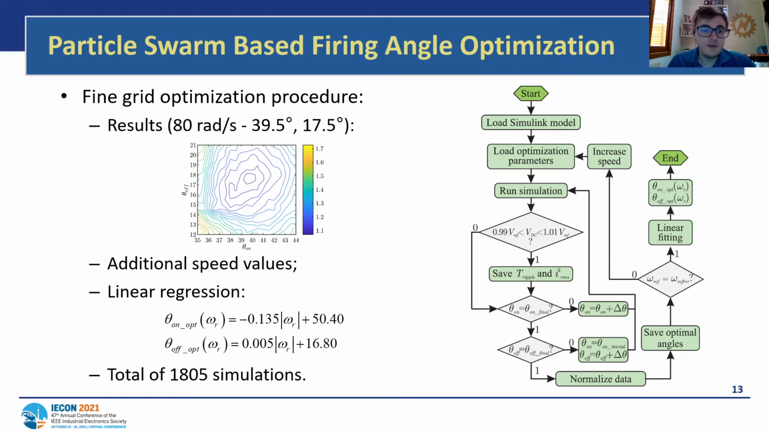Here we have the results for 80 radians per second, so we can see the contour plot, and approximately in the middle we have the optimal value that has those coordinates, 39.5 degrees and 17.5 degrees turn on and turn off angles. And here we can see the linear regression obtained after all speed values are evaluated. So for this particular proposal, we made use of 1,805 simulations.